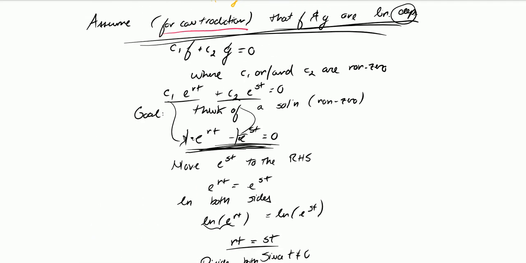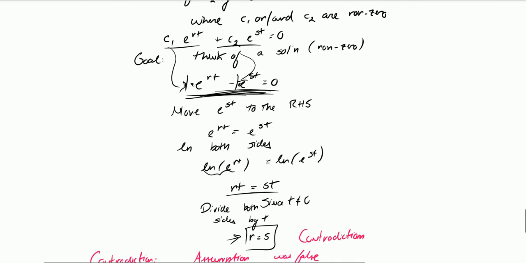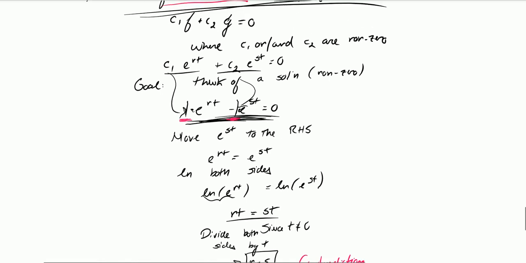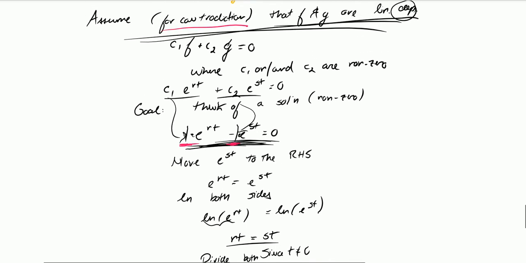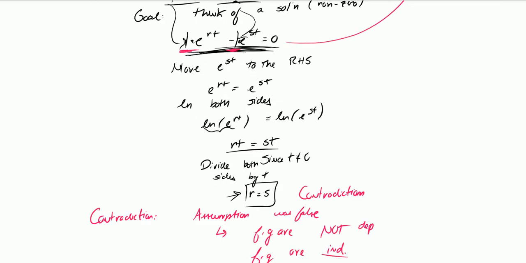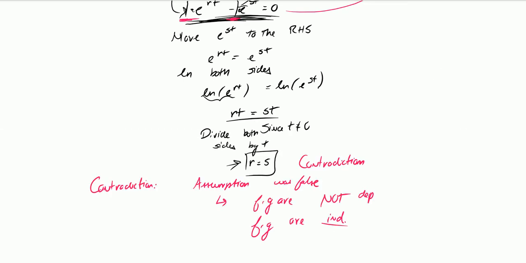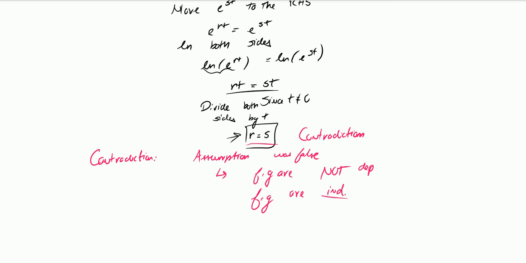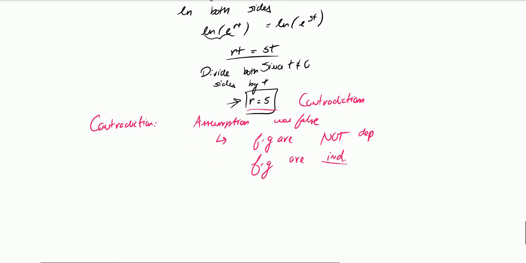So I assume for contradiction that f and g are linearly dependent. I go through some steps. I know it's not obvious at first, so you might have to go over this proof a couple of times before you see it. But this is a non-zero solution, right? We can agree that 1 and minus 1 aren't zero. So I take that as a solution, and that goes with the definition of linear dependence, since I'm assuming that f and g are linearly dependent. Using that, I get a contradiction where r is equal to s. And so I can then conclude that f and g must be independent.